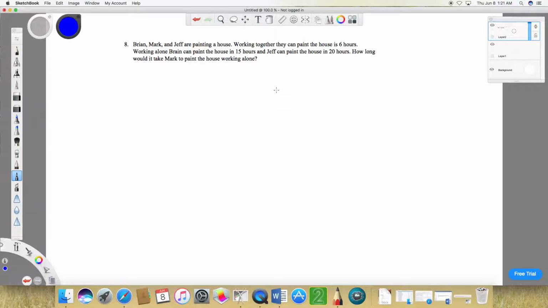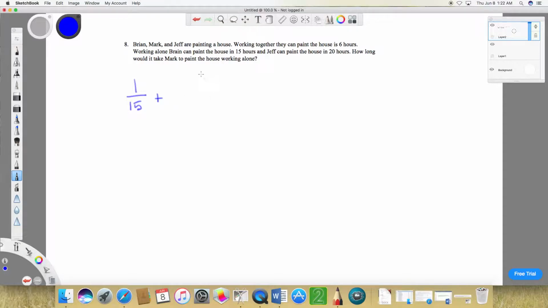All right, so we want to look at the rate of work that they complete per unit of time. So together, they're getting 1/6 of the job done per hour. Brian's hourly contribution: if he can paint the house in 15 hours, then on a per hour basis, he's completing 1/15 of the job.